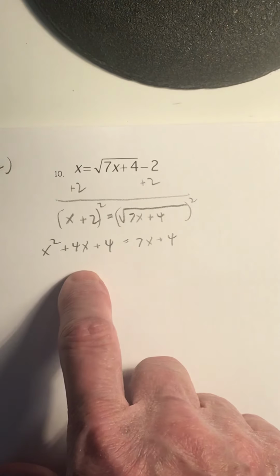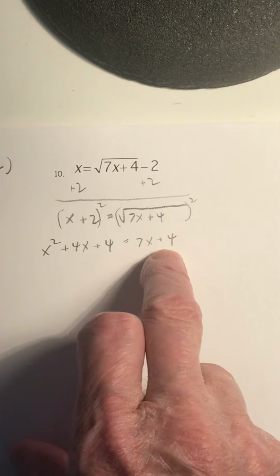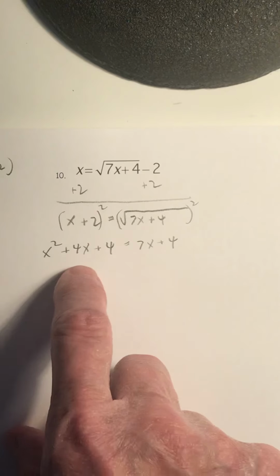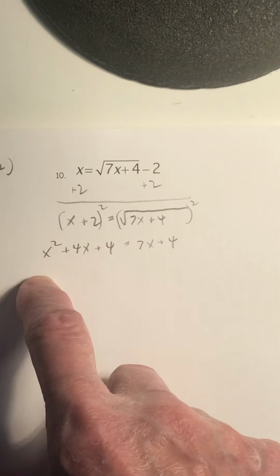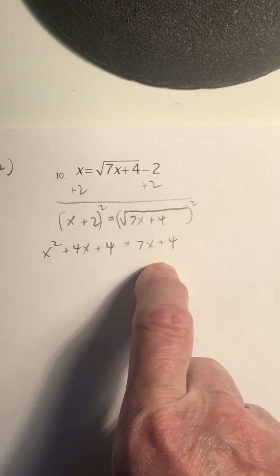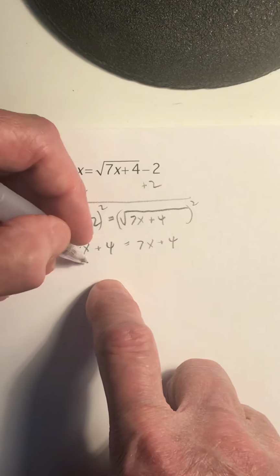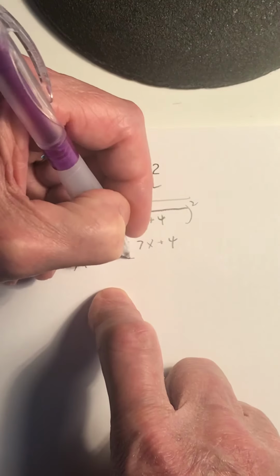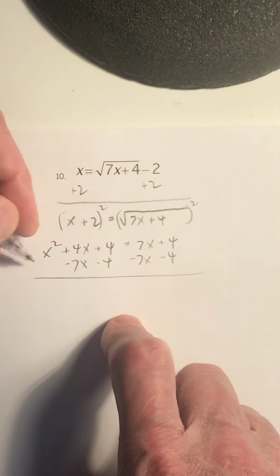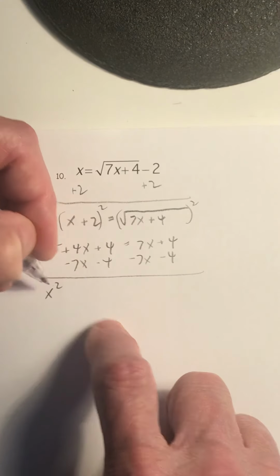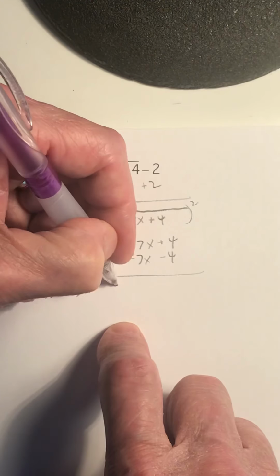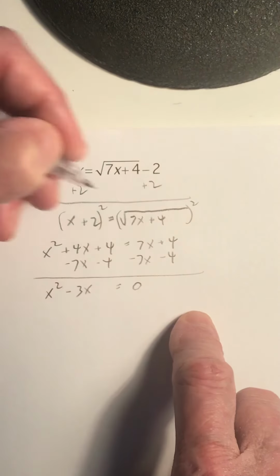And if I subtract 7x and subtract 4 from both sides, that'll leave a 0 over here, and we'll have all the other terms on this side, and it's going to be a quadratic that we will attempt to factor. I'll take away 7x, take away 4, and then we have x squared minus 3x, equals 0.